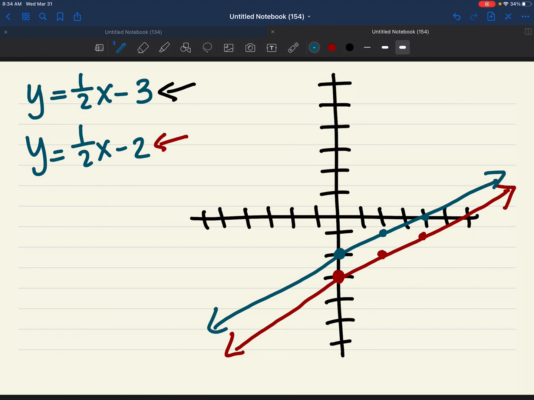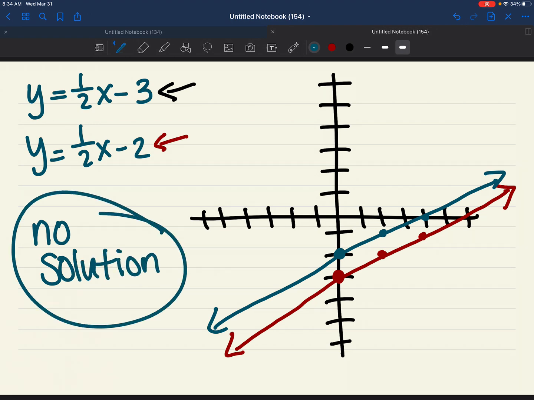Okay, again, I know my graph's a little shaky, but we know our answer is going to be what? Now, can you tell that it's going to be no solution by looking at the equation? What part of the equation would tell you that? It would be the halves. Yes, it would be the half, right?